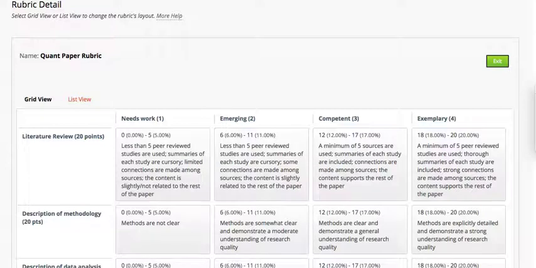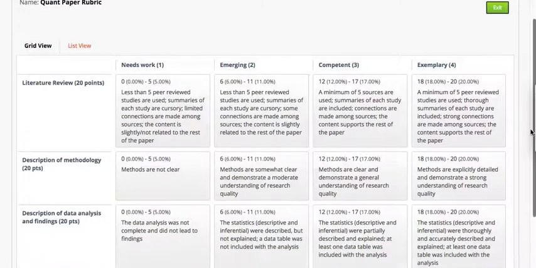Okay, so the rubric for this assignment shows you that there's a literature review section, and this assignment is worth 100 points. And we're looking for, as I've mentioned, a minimum of 5 peer-reviewed sources, and that you're connecting them and the content of your sources supports the types of questions that you're asking. There's your methodology section, where you explain how you got your participants, how many, where you got them from, and what you did with them, right, or what questions you asked.